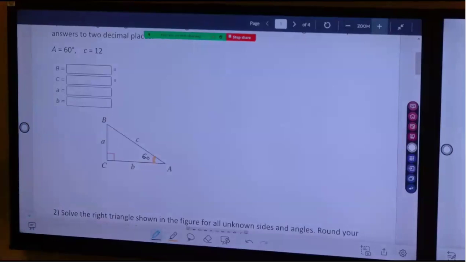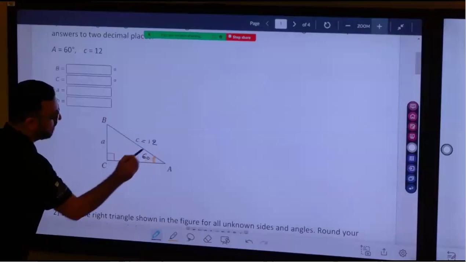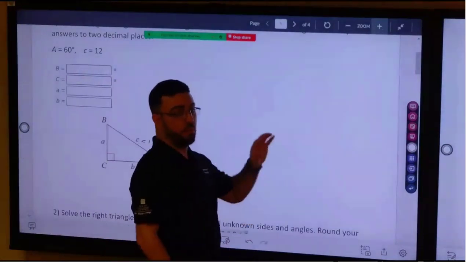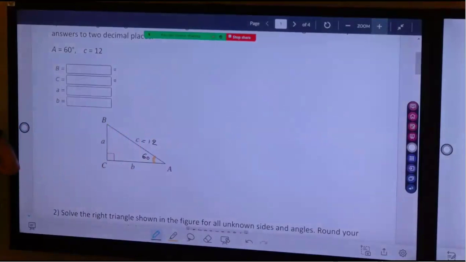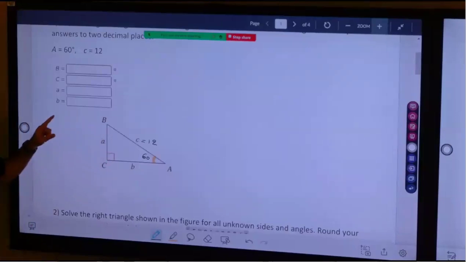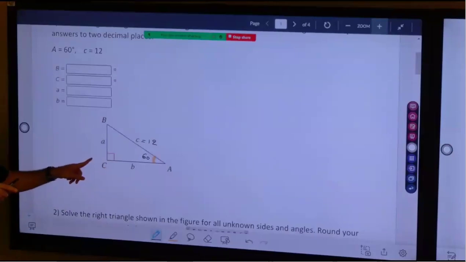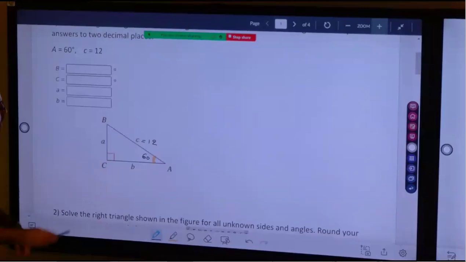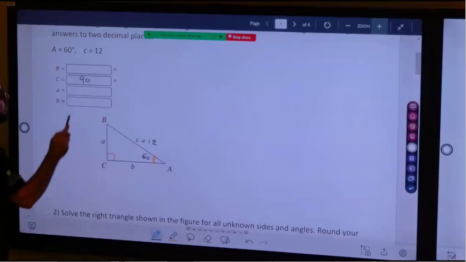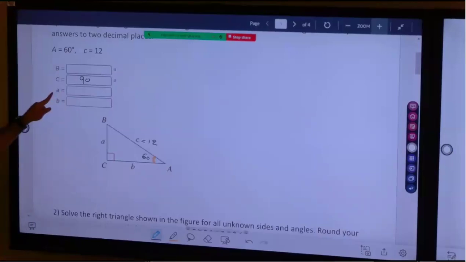Now what else do we have? We have the side c equal 12. Now we have to think one by one. The first thing, I need to find the angle B and the angle C. C is given. How much is C? 90. So C is already given, before I go to find the sides a and b.